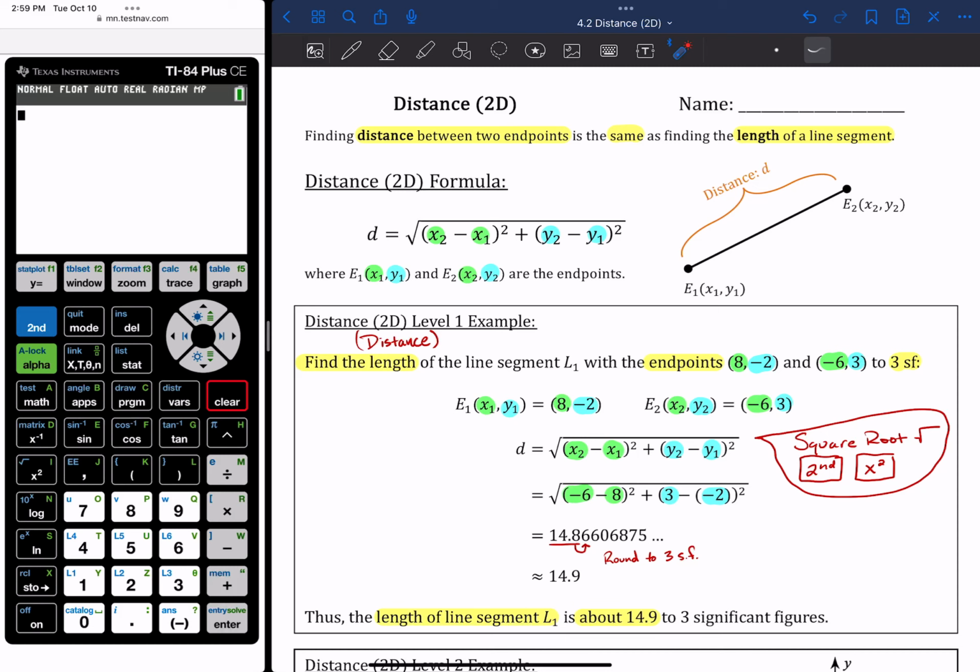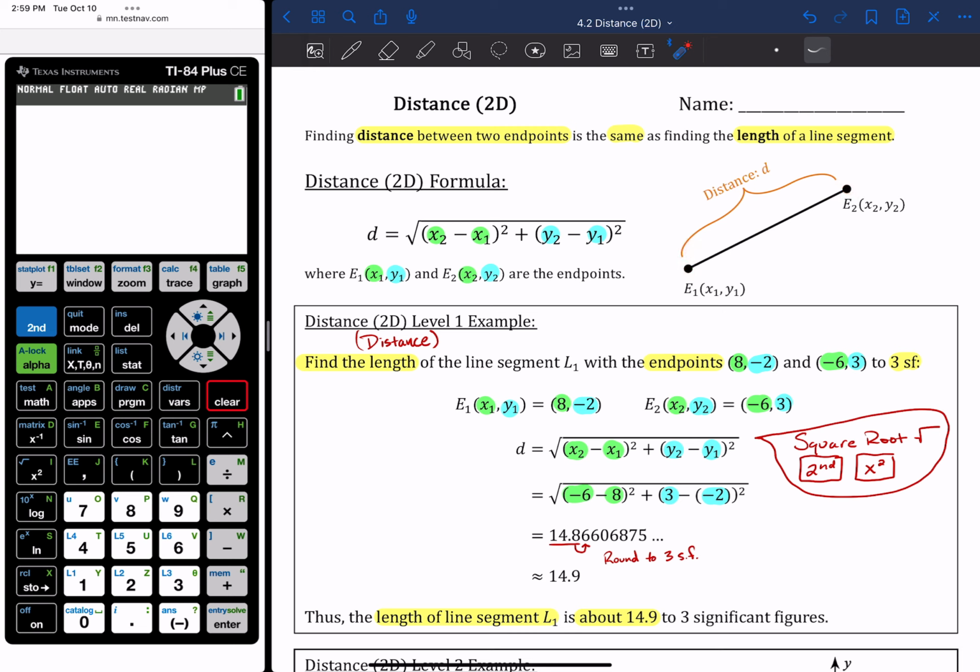Okay, let's take a look at distance in the second dimension. Finding the distance between two endpoints is the same as finding the length of the line segment. So if we look to the right, what we have is a line segment with two endpoints. The length of this is the same as the distance between these 2 points.